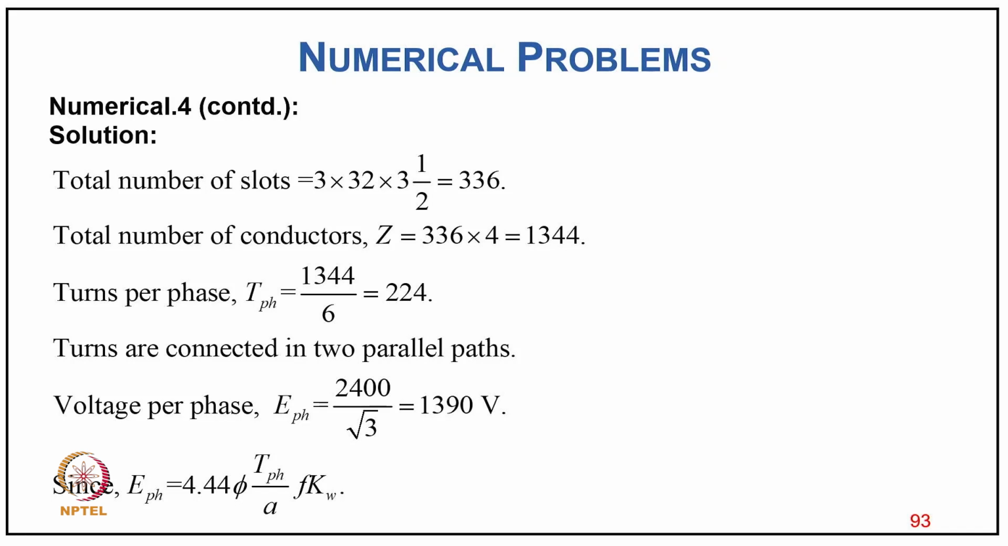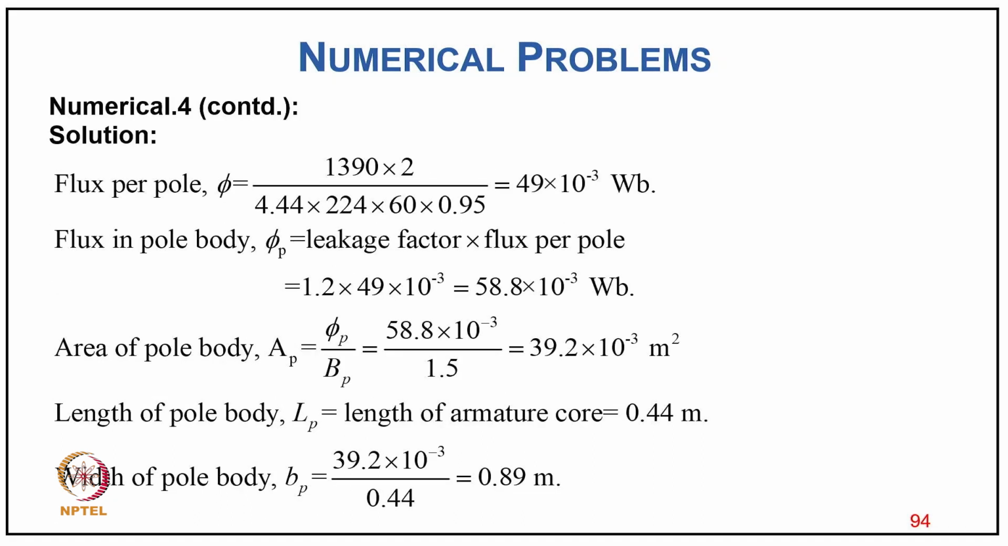So voltage is V equal to PH equal to 2400 by root 3, 1390, and from the relation EPH equal to 4.44 TPA divided by A into FKW, the flux per pole from this comes 49.10 power minus 3 Weber, and flux in pole body ΦP equal to K factor into flux per pole, putting value it comes 58.8 into 10 power minus 3.